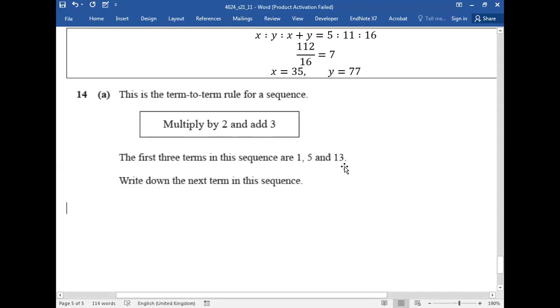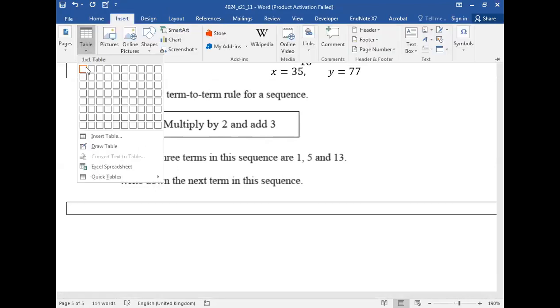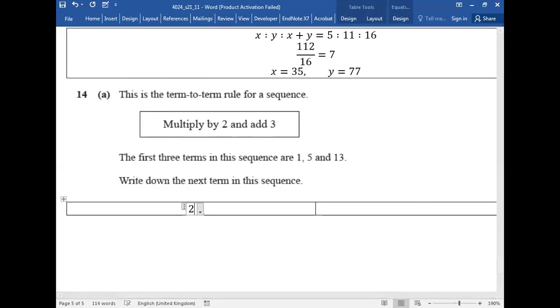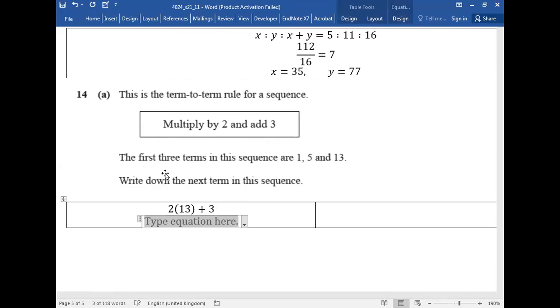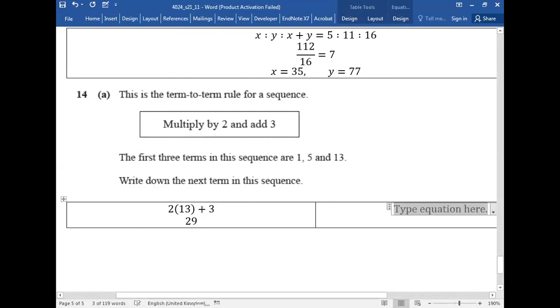So what is the next term after 13? Multiply 13 by 2 and then add 3. Very good. So 2 into 13 plus 3. What is the answer? 29. And what about the next term? 2 into 29 plus 3.